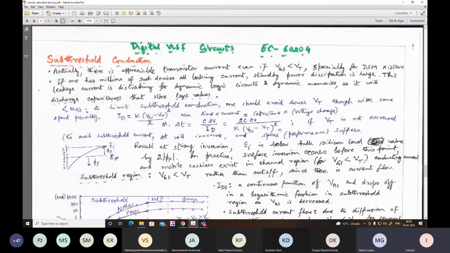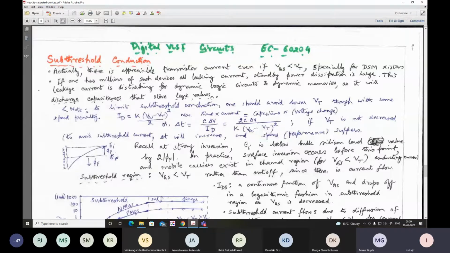Actually, there is appreciable transistor current even though VGS is lower than VT, especially for deep submicron transistors. For a single device you can neglect it, but you have millions of such devices all leaking current, so standby power dissipation is quite appreciable. And this leakage current is disturbing for dynamic logic circuits and dynamic memories, because it will drain the capacitive load and the information can get lost, as it will discharge the capacitor that stores the logic values.